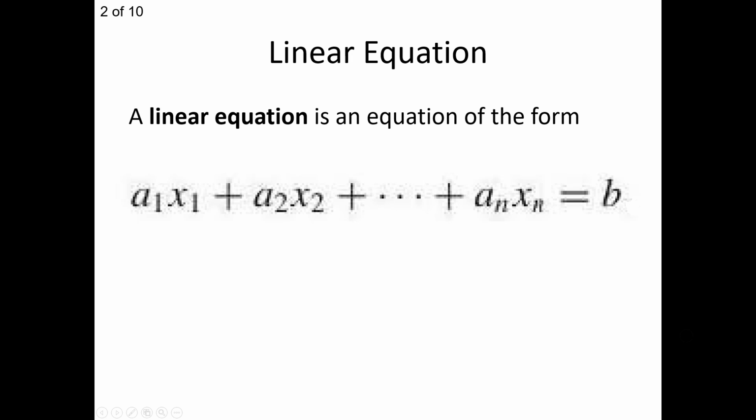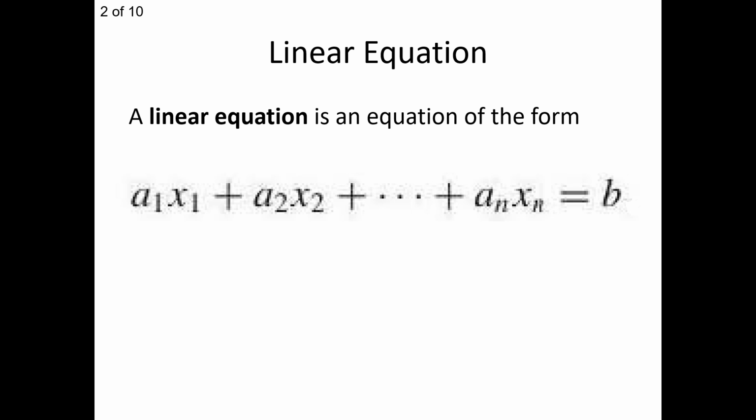All right, so let's take a look at a linear equation to start off with. What is a linear equation? I apologize for the pixels. A linear equation is an equation of the form a sub 1 x sub 1 plus a sub 2 x sub 2 plus dot dot dot all the way up to a sub n x sub n equals some value b. Let's talk about linear equations for a little bit.